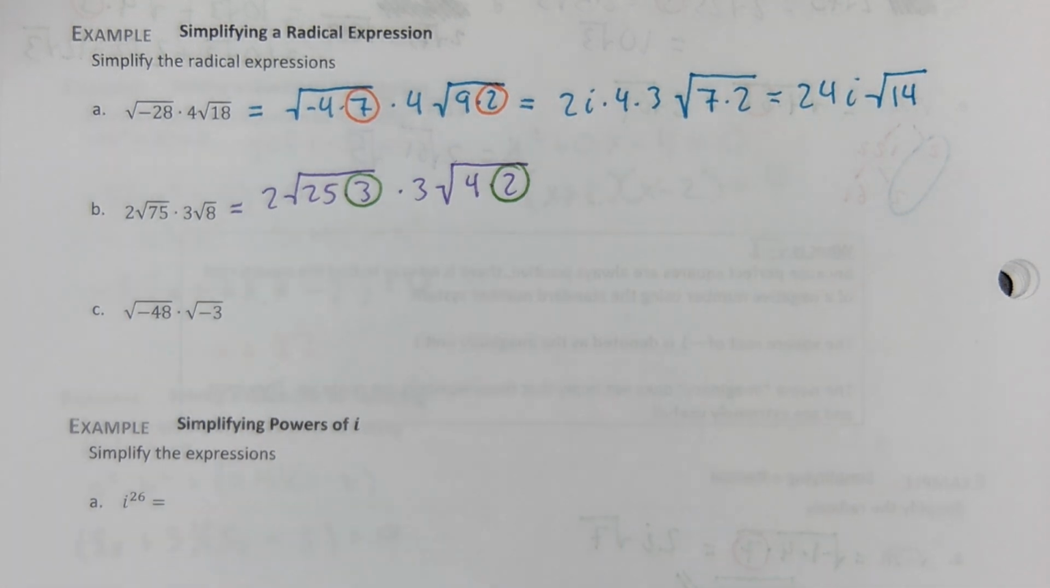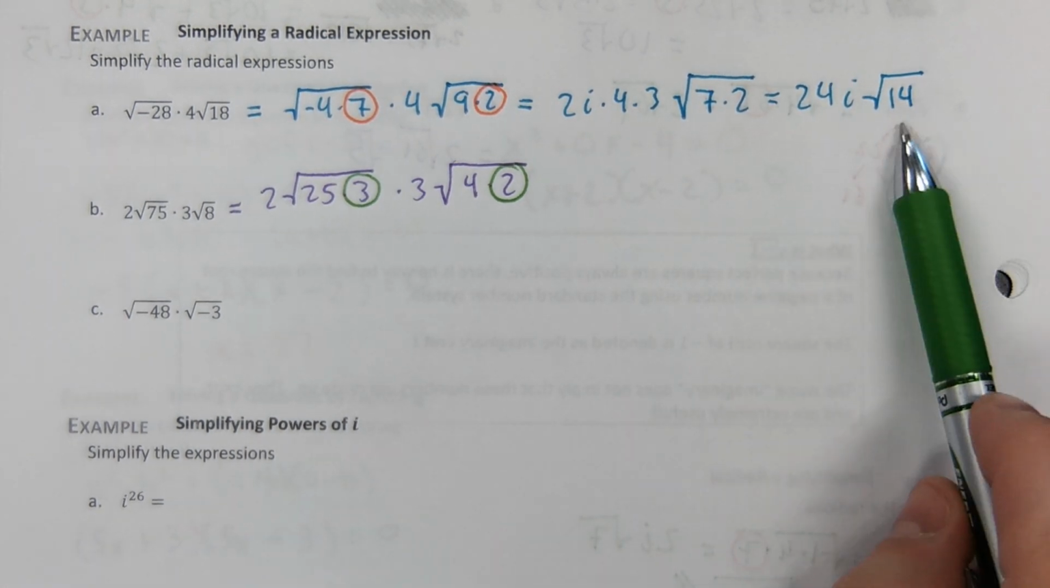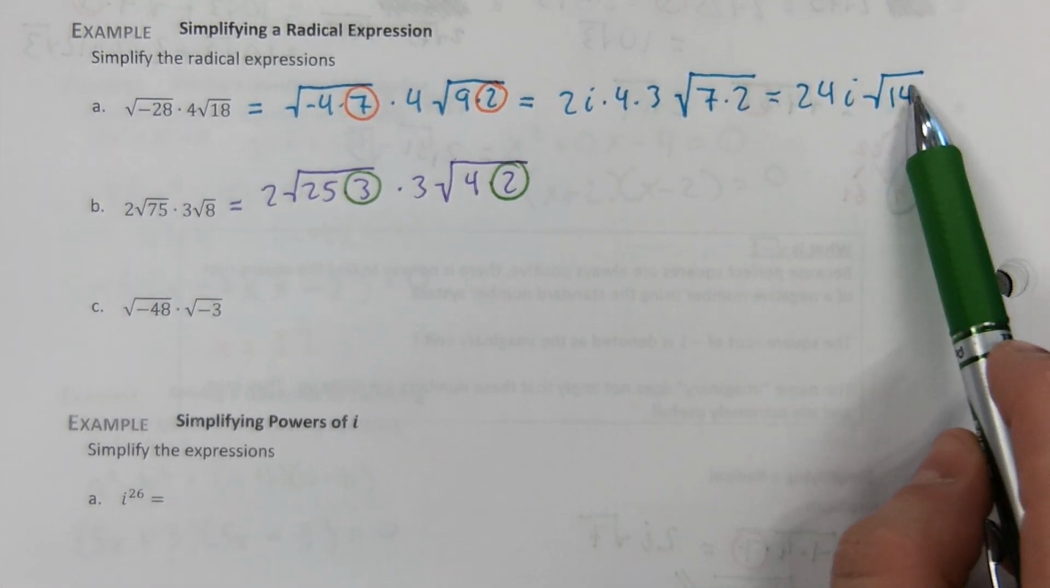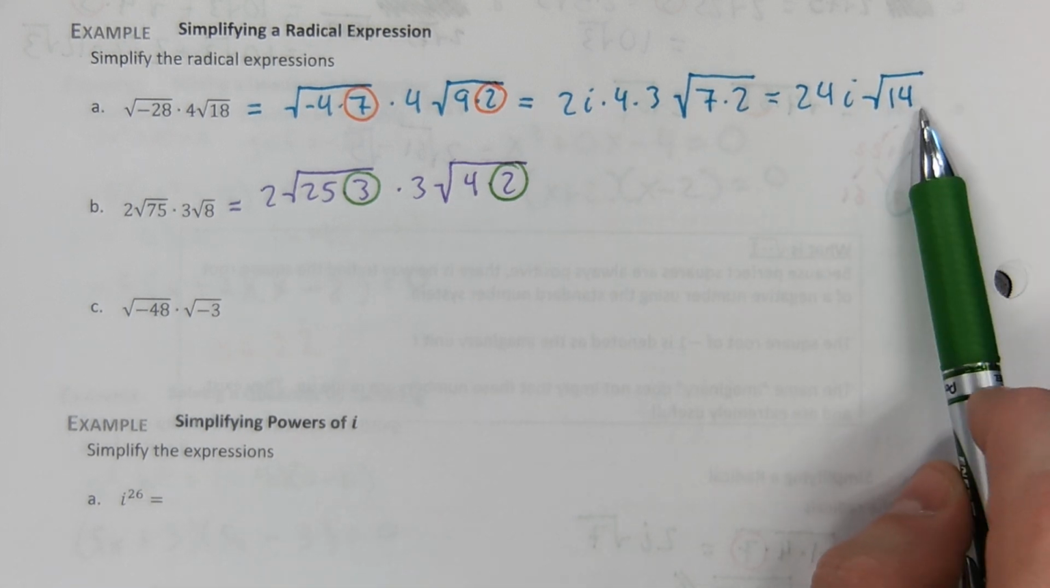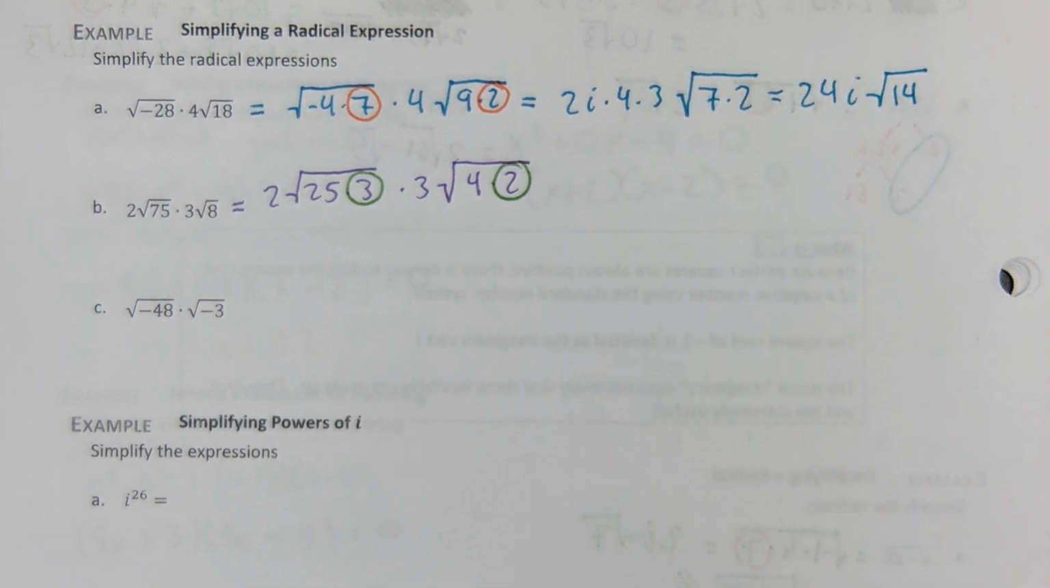Okay? Then you would just reduce. Like, let's just say that this said square root of 12 right here. Then you would have said, oh, that's actually 4 times 3, square root of 4 comes out. So you would just continue the reducing process until you're stuck. Okay. Yep.